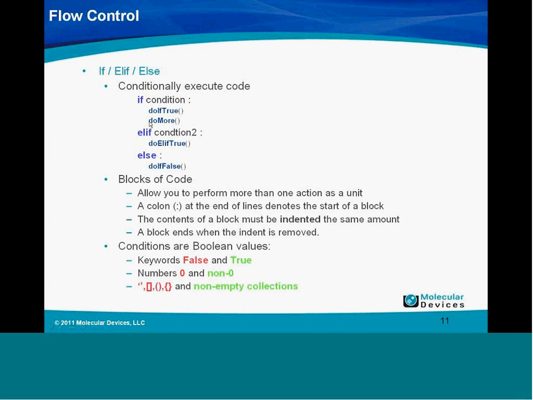Conditions are what's called a Boolean value, a true or false value. There's two keywords, the keyword False and the keyword True, with capital letters for the first letter. Also, the number 0 counts as false, and anything else counts as true. And then if you have a collection, like a string or a list or a tuple or a dictionary, if those values are empty, there's no data in them, then they're also considered false. But if they have some data in them, they're considered true. So those are just ways to make conditional operations.